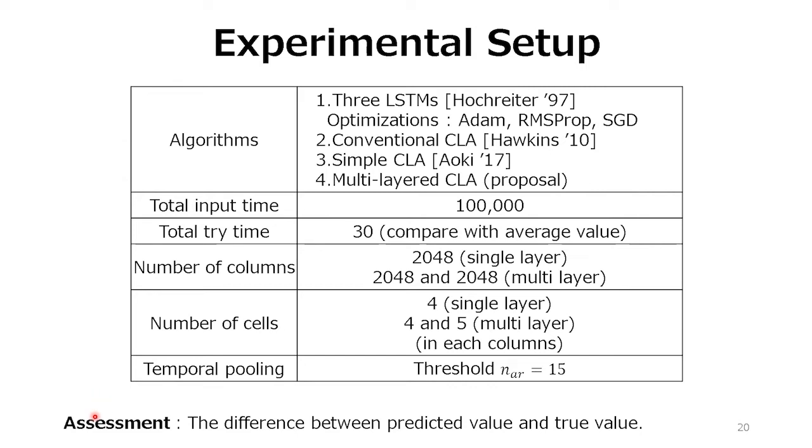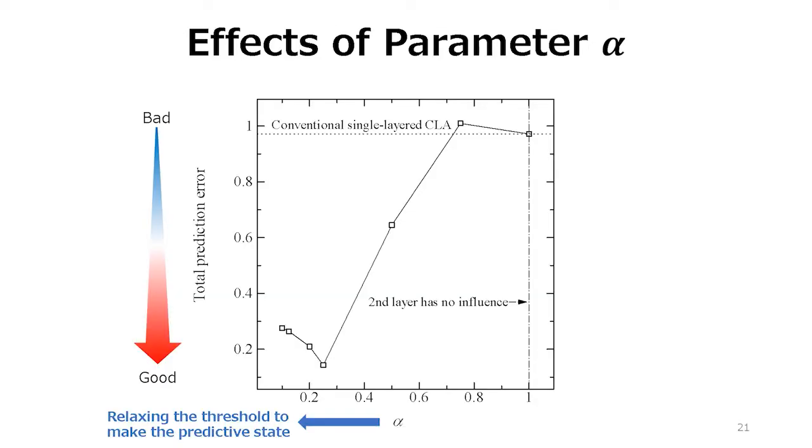As a metric to assess the prediction accuracy, we use the prediction error, which is the difference between the predicted value and the true value. This figure shows the total prediction error of the proposed double-layered CLA on the combined sine wave in the last half of the entire time steps when we vary the reaction parameter alpha.